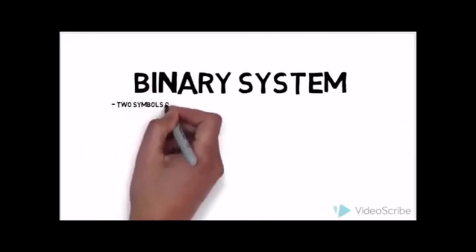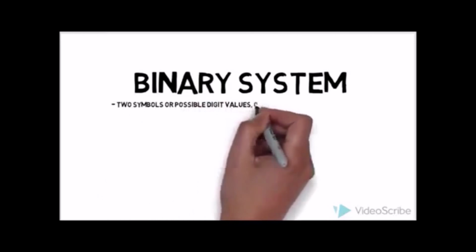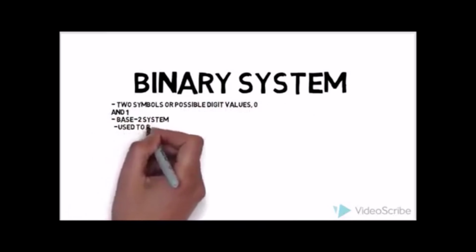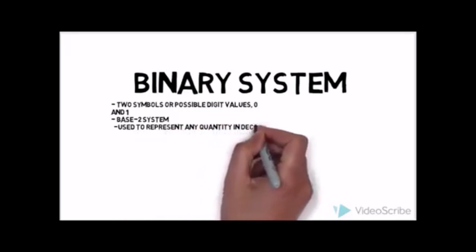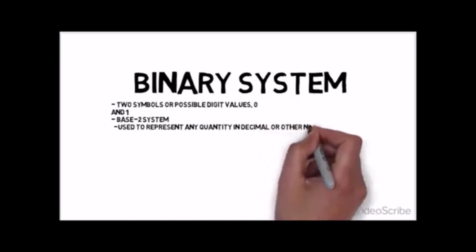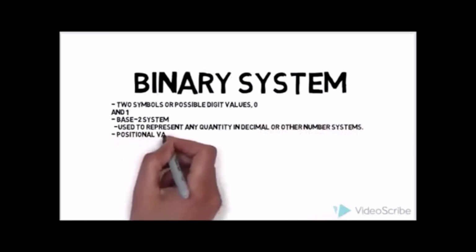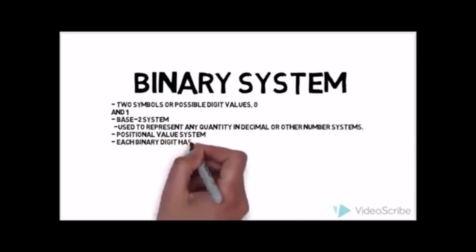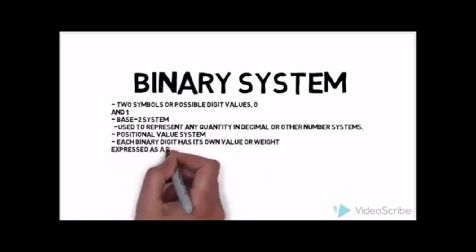First, we have the binary numeric system. In the binary system, there are only two symbols or possible digit values, 0 and 1. This is because it's a base 2 system. It is used to represent any quantity in decimal or other number systems. It will take a great number of binary digits to express a given quantity, and the binary system is also a positional value system, wherein each binary digit has its own value or weight expressed as a power of 2.